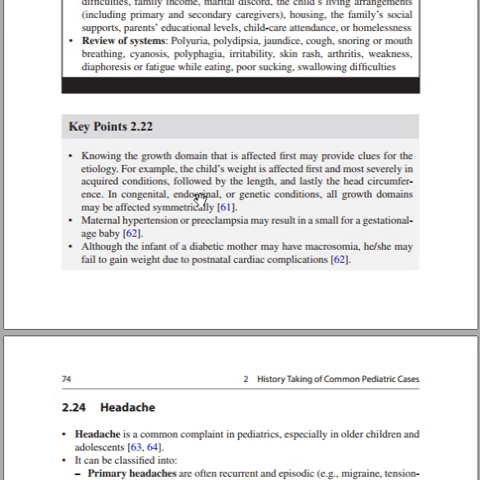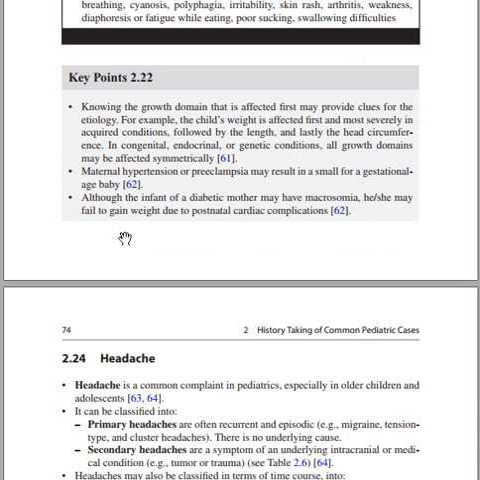In congenital endocrinal and genetic conditions, all growth domains may be affected symmetrically. So when all of these are affected symmetrically, just know that it is a congenital endocrinal or genetic condition, when the weight, the length, and the head circumference are affected in symmetrical proportion.